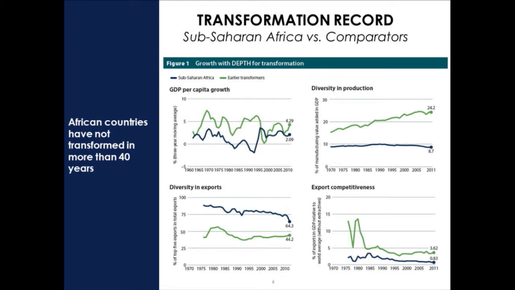Then there's also diversity in exports that shows that, if you take the 5 top exports in each country, you find that generally they tend to be about 60–70% in African countries, whereas in the comparator countries they're under 50%, and they haven't really changed that much over the period.